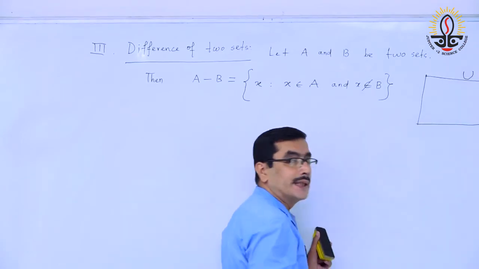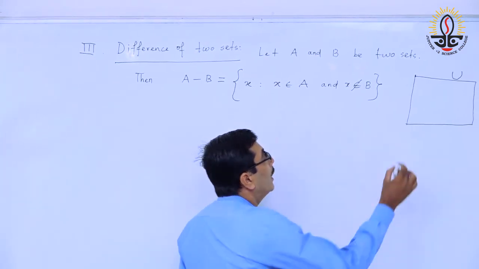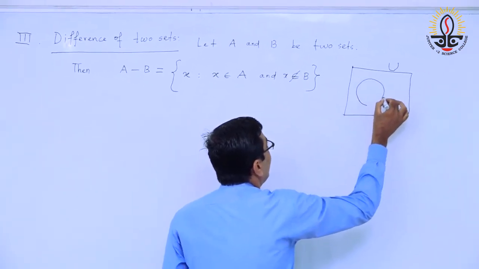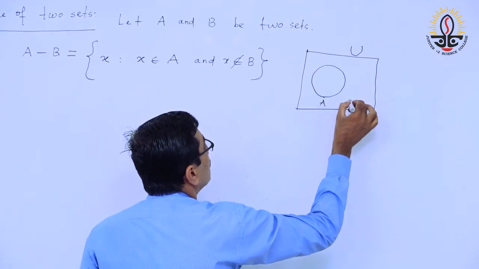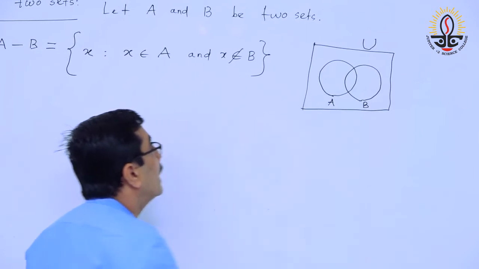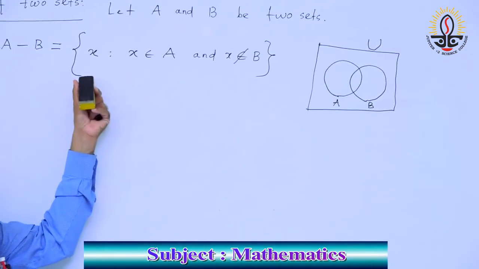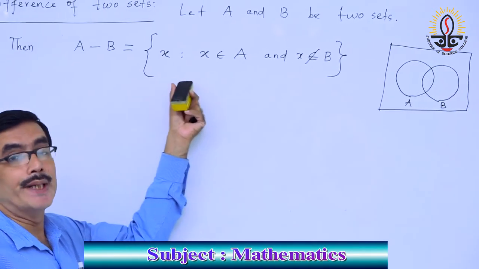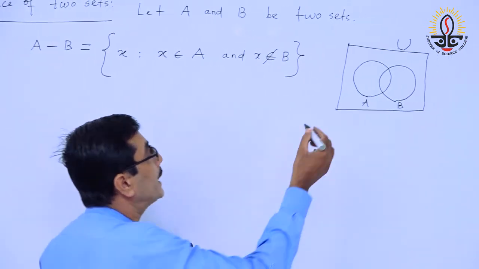Suppose U is here, the universal set is here, and set A is here, set B is here. Then how do I define A difference B?